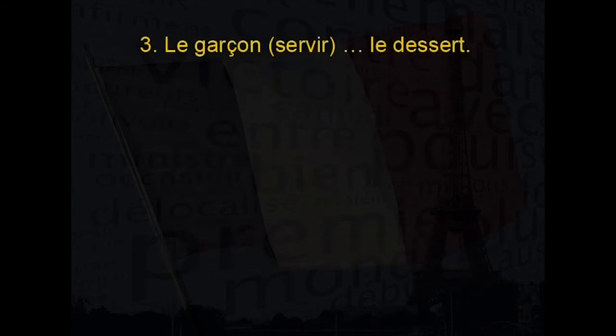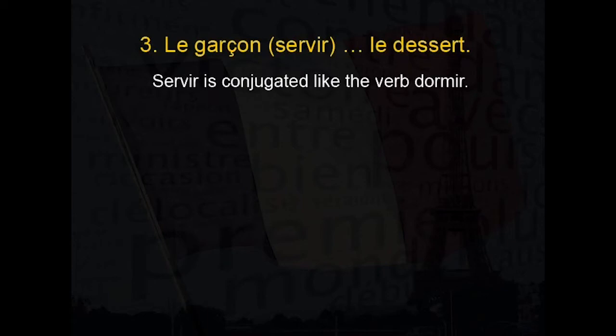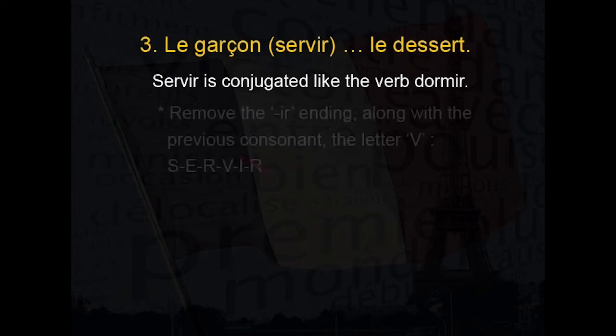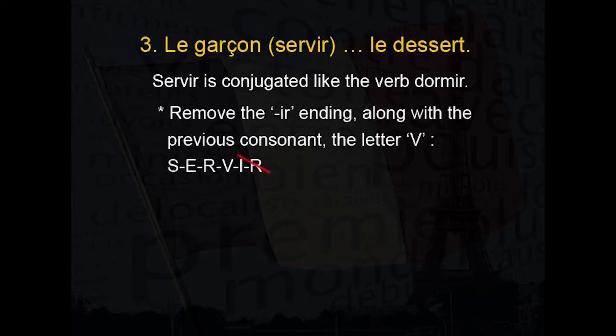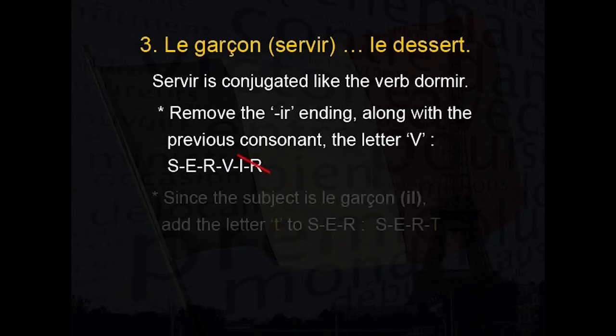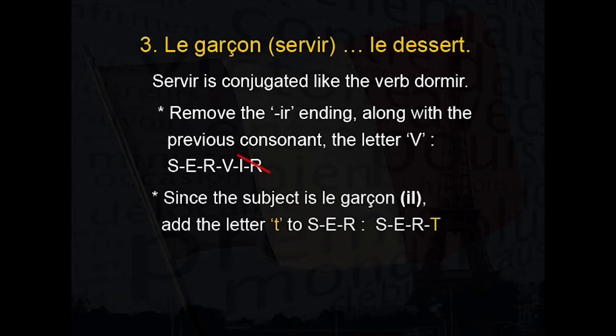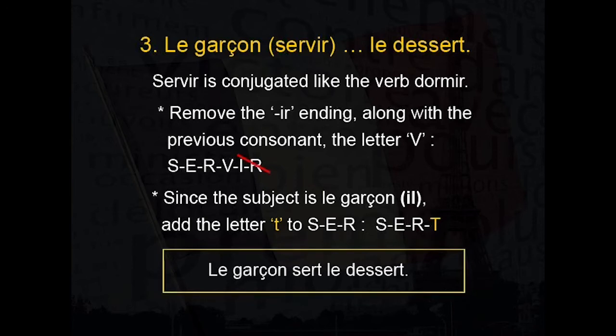Number 3. Le garçon servir le dessert. Servir is conjugated like the verb dormir. So we first remove the IR ending along with the previous consonant, which is the letter V. Then, since the subject is a third person singular, we add the letter T to S-E-R. So we have S-E-R-T. Le garçon sert le dessert. The English translation would be, the waiter serves the dessert.